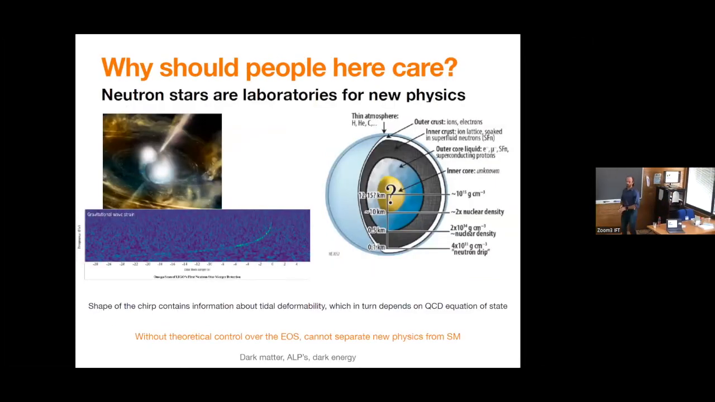And why should we care? Well, there are these astrophysical objects that put QCD at very high densities, and we are now getting data about what the interiors of these stars look like from LIGO. When you have a neutron-star collision, the chirp signal has imprinted upon it information concerning the squishiness of the stars, which has to do with the equation of state of the material that makes up the star.